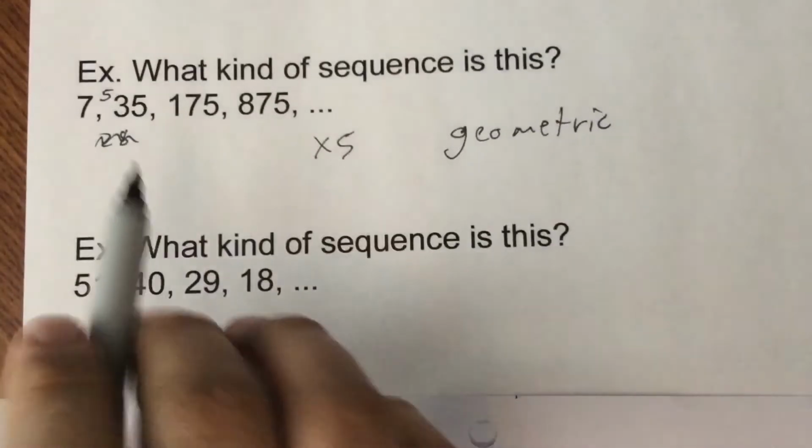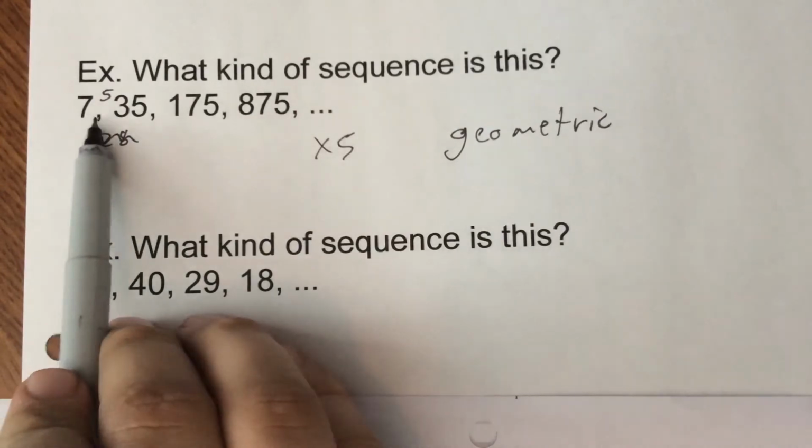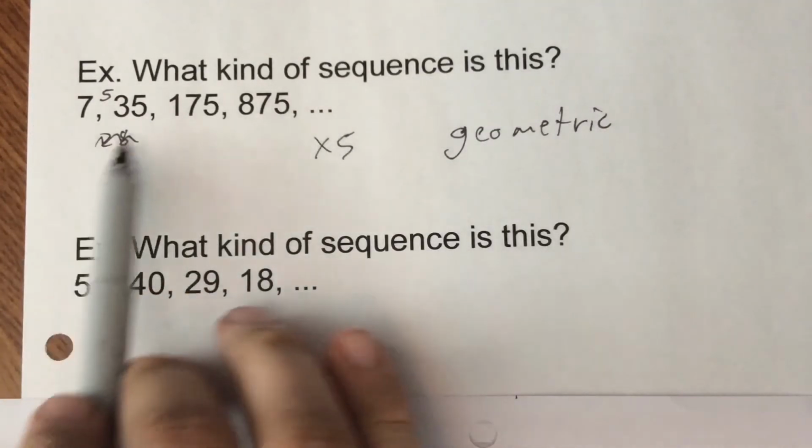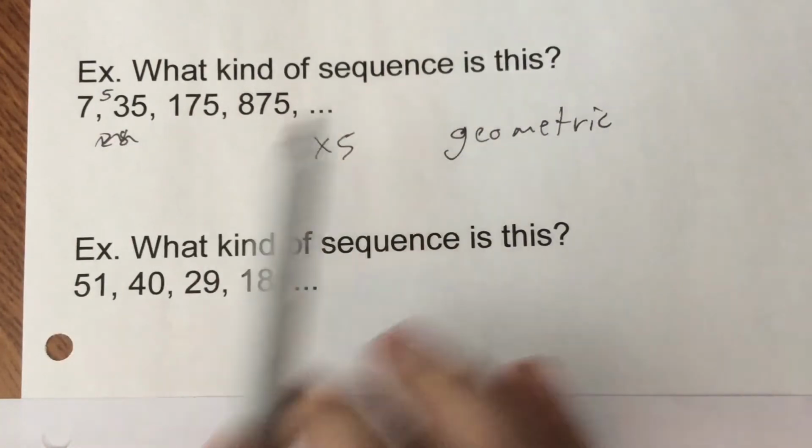So something else to look at with geometric, the numbers are going to start going up by a lot. There's going to be huge differences between each number. That's kind of a clue that it's going to be geometric.